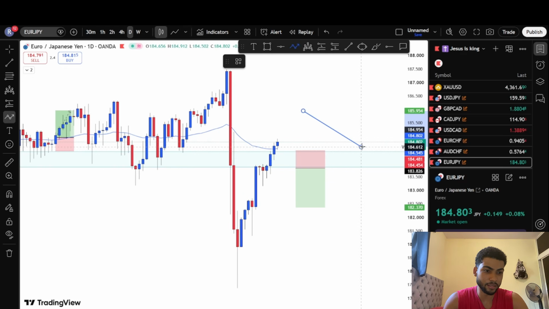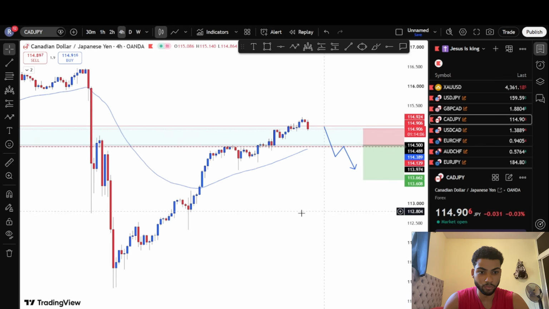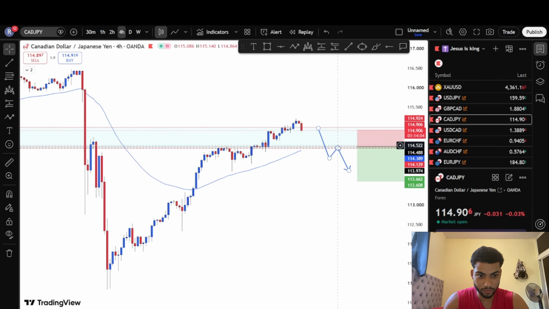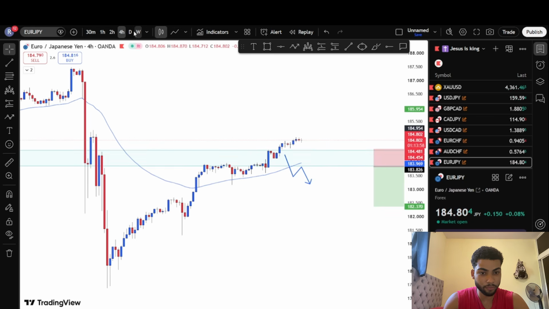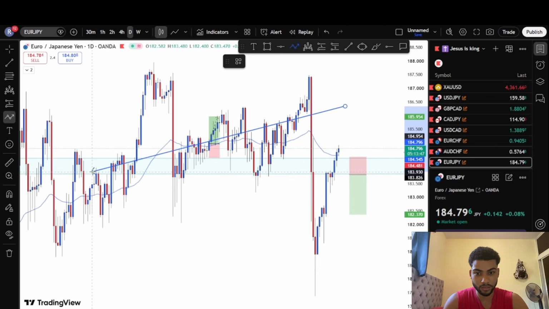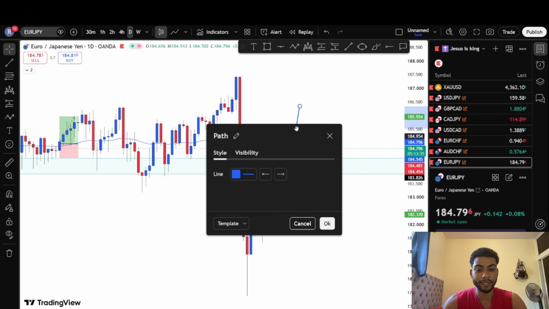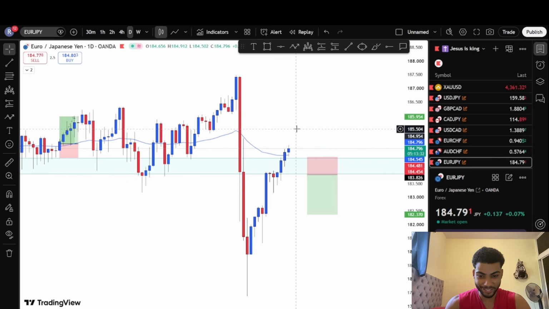That is what I was saying in this example right here in CAD JPY, that I am waiting for price to break under this area, retest it to then sell. Because when price is above an area of interest, it can use it as a support. So whenever price is under, it can use it as a resistance. So in order for me to sell, I'll have to wait for price to break under this area, retest it to then sell. And I doubt that that is going to happen this week.